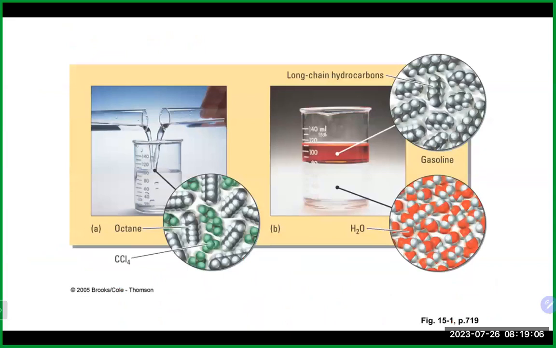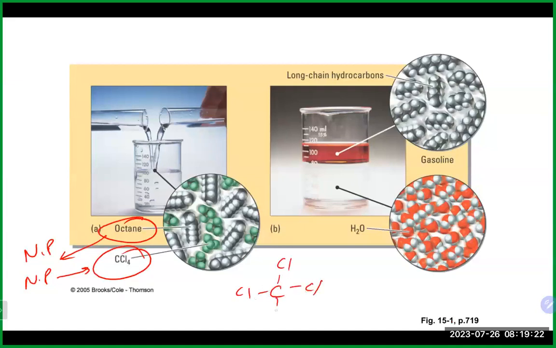So again, here we have octane, which is basically 8 carbons and hydrogens all together, and that is definitely non-polar. Here we would use carbon tetrachloride, which is also nonpolar. Again, if you drew the carbon tetrachloride really quickly, you see it has a symmetrical geometry and is going to be nonpolar. So those two are going to mix really well together.